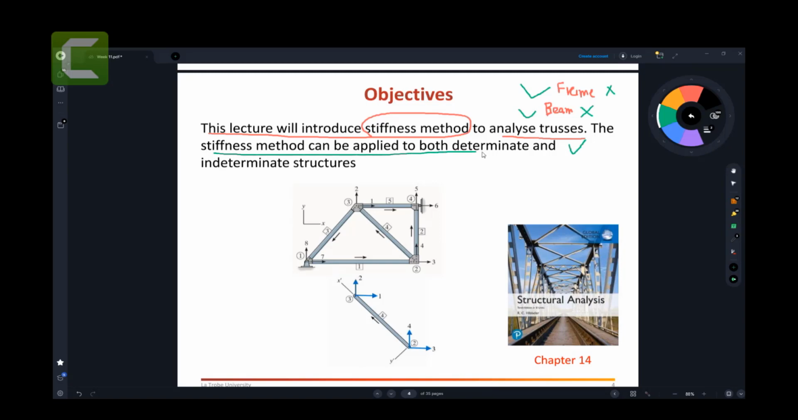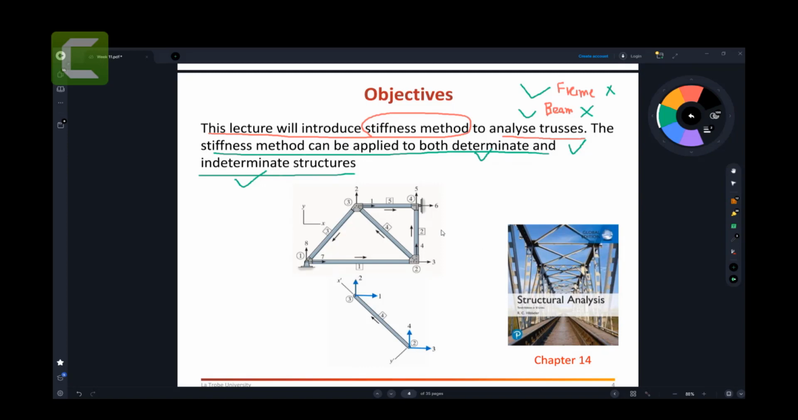The stiffness method can be applied to both determinate and indeterminate structures. Very powerful. It can be used for determinate structures and for indeterminate structures. It can be used for trusses. It can be used for frames. You name it, this method will do it. Very powerful. The latest method that you are seeing here.